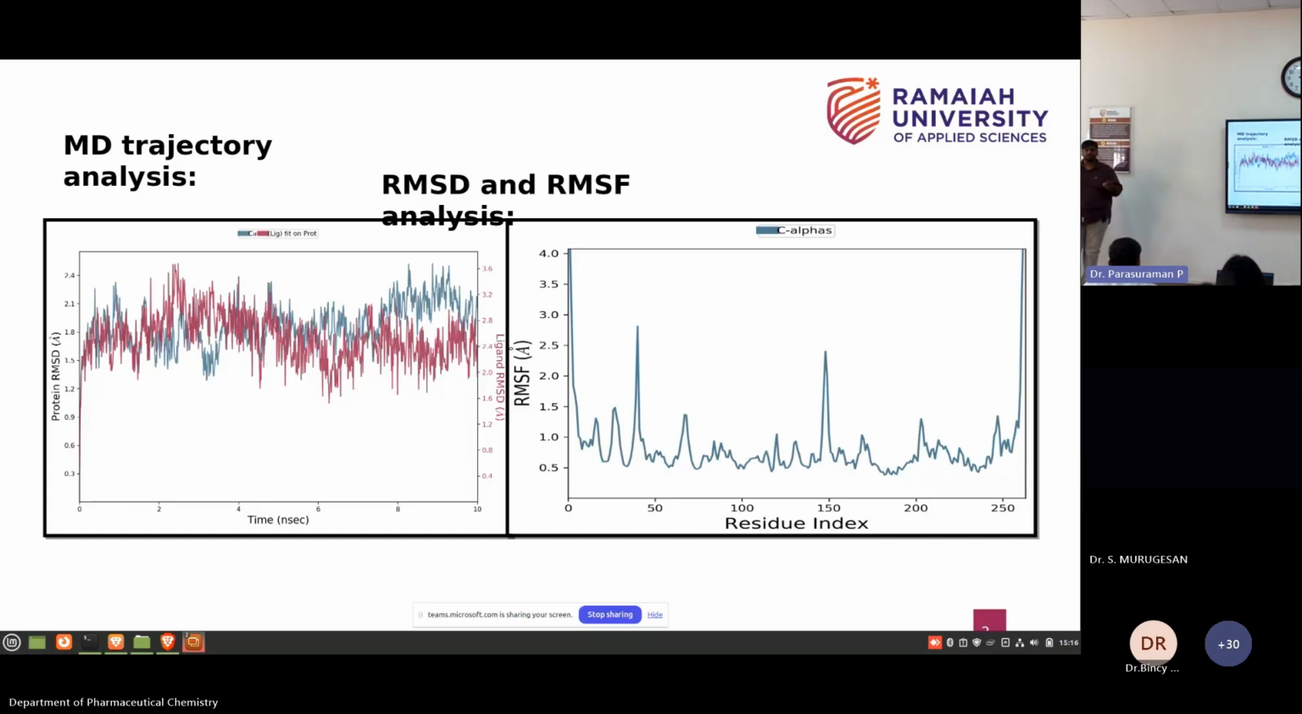Then we have RMSF, root mean square fluctuation. Here this graph shows the protein. The protein has different alpha helix, beta sheet, everything. In the graph, we'll be having the amino acids which have interaction with the particular ligand also. The residues which have interaction with the ligand will have less fluctuation. If it has free secondary structure or loops, we'll have more fluctuations in the RMSF. So we can reduce the loop by doing loop modeling, and we'll be getting a lower RMSF value.